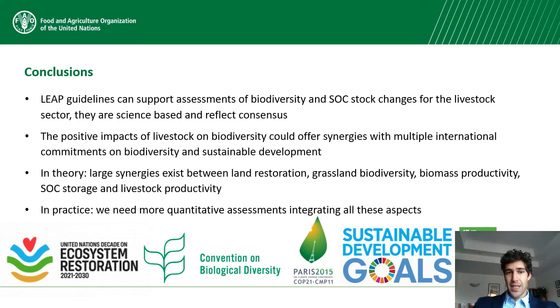The theory, the idea, or the ideal behind this is that there are synergies between restoring land, promoting plant species richness and grassland biodiversity in general, boosting biomass productivity, putting carbon back in the soil, with also co-benefits for livestock productivity itself. But in practice, I think we need more quantitative assessments to have evidence on synergies between all those aspects and to reveal the practices that can promote those synergies in different contexts.